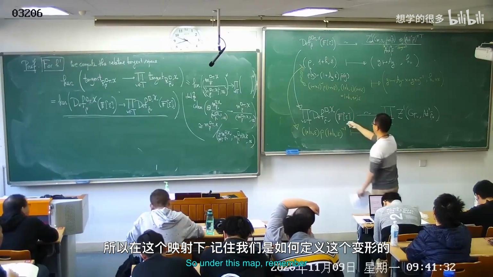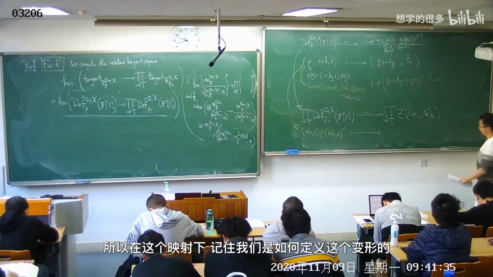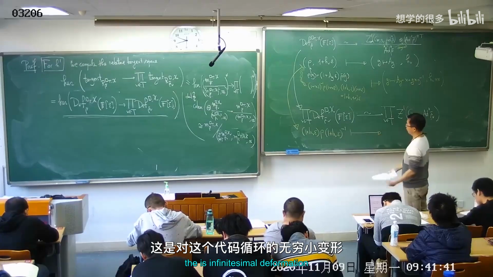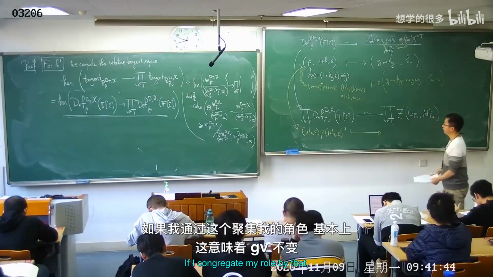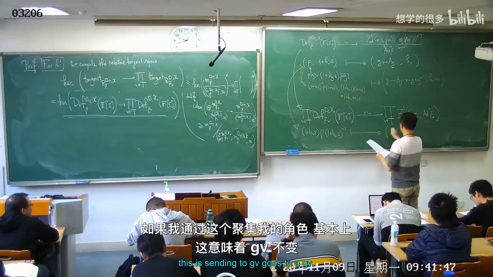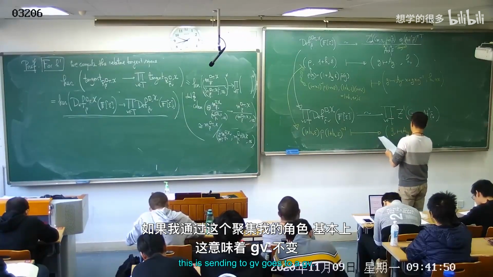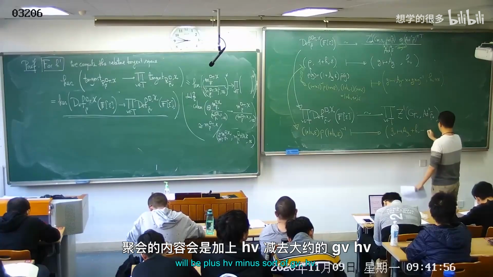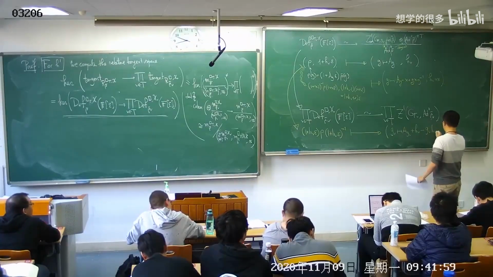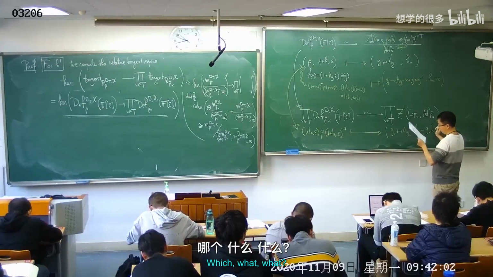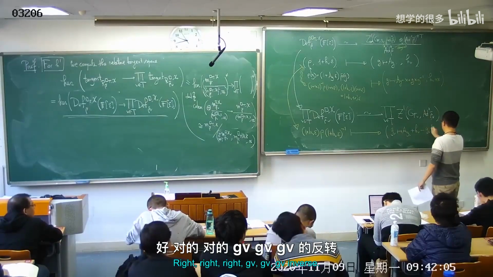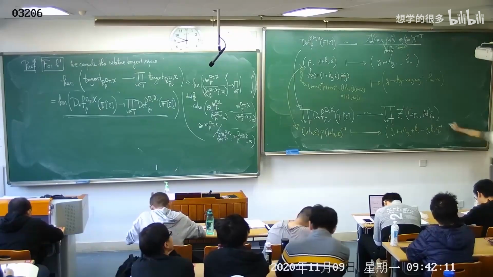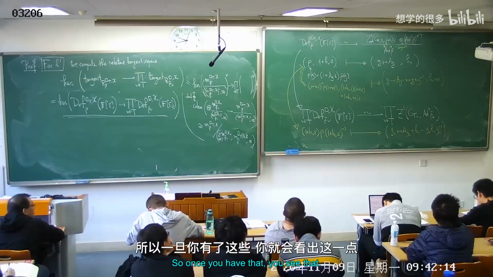So under this map, remember how we define comparing this infinitesimal deformation to this one cocycle. If I conjugate my rho by that, basically GV goes to AGV. But then I have this conjugation. The conjugation will be plus HV minus GV HV GV inverse. Hold on a sec. What? Right, GV HV GV inverse, the conjugation by GV.